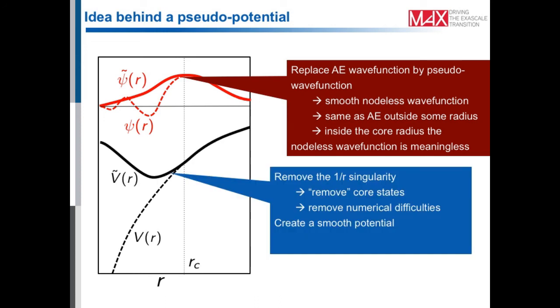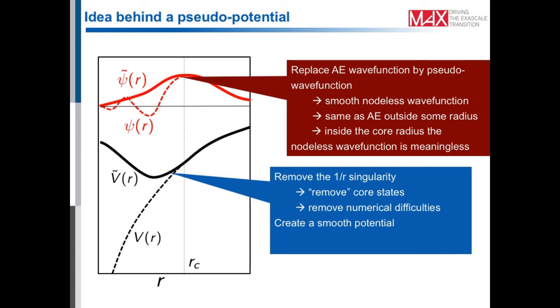The second part is how you construct the pseudopotential. You remove the 1 over R singularity. So this is now your pseudopotential, V tilde. Therefore, you remove all the numerical difficulties and you create a smooth potential. So that seems to be all nice. Of course, if you are interested in the core states and their influence on the whole story, then this will not help you very much.